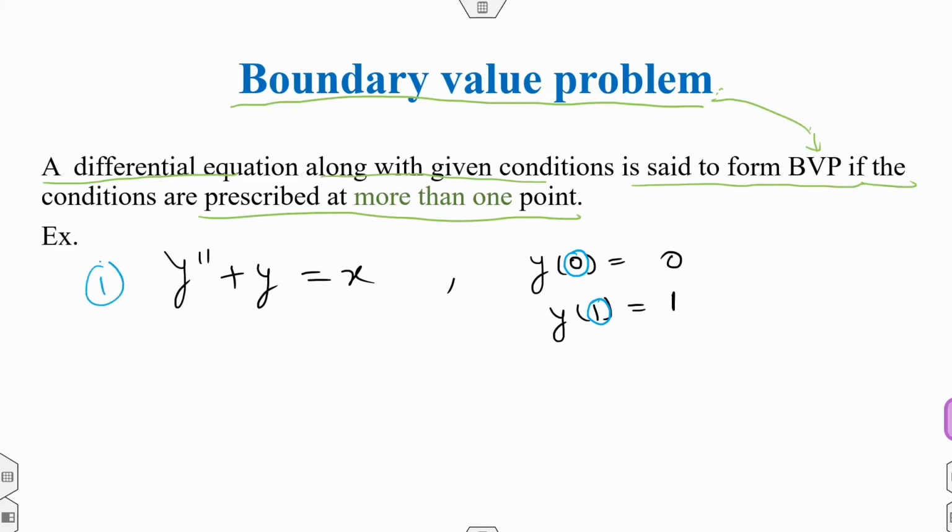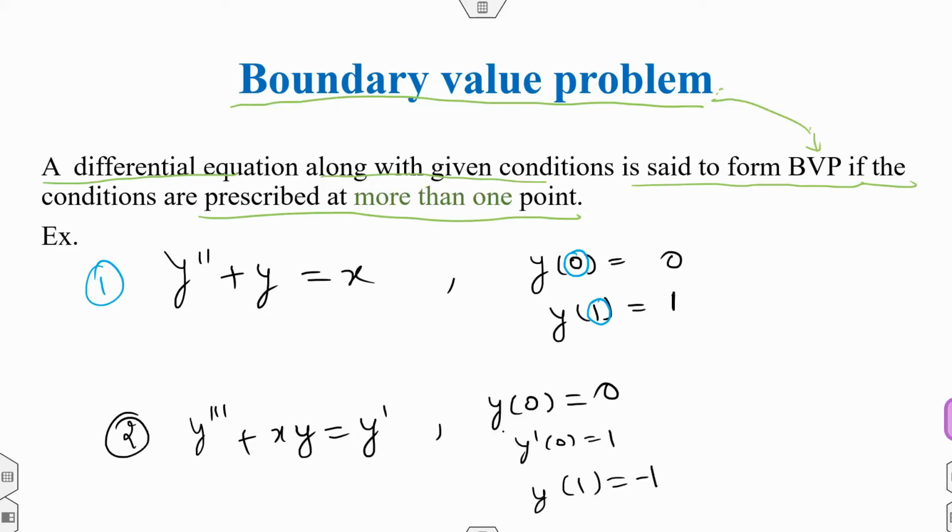So this is my example 1. And if I talk about another example, consider this third order differential equation with the values. Now you can see that again I have given the values at more than one point. So this will also be a boundary value problem.